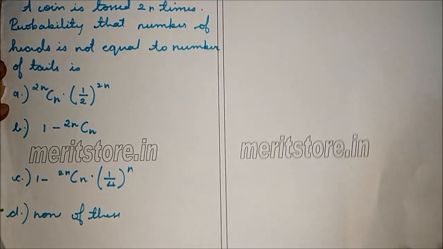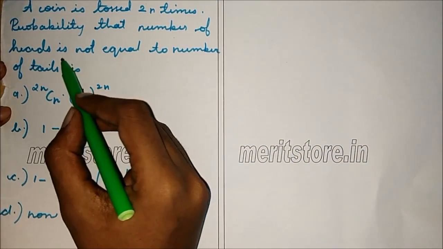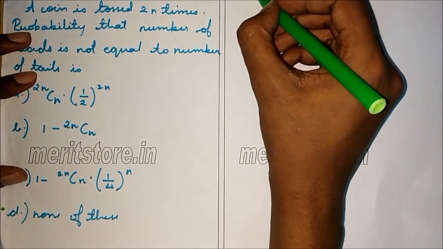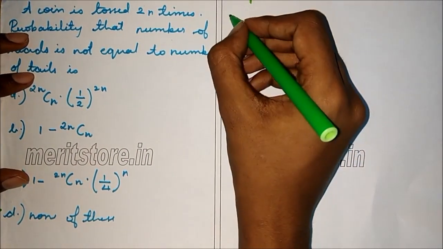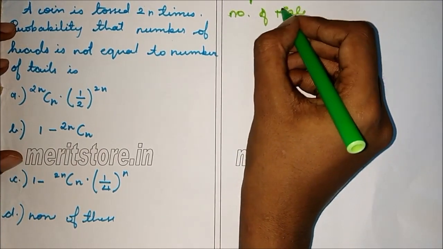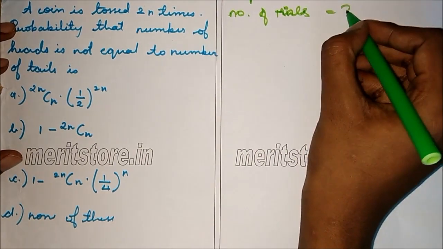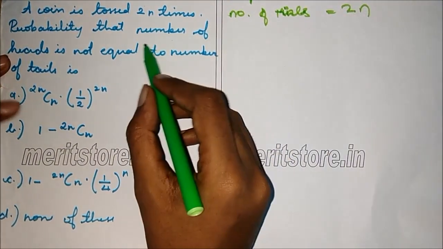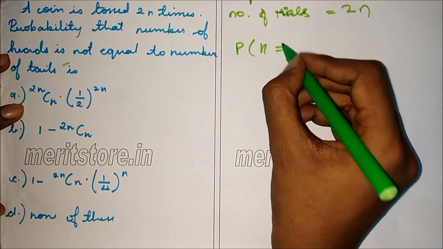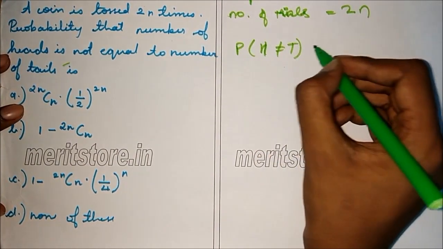A coin is tossed 2n times. The probability that the number of heads is not equal to the number of tails is? So let this be the number of trials. So the number of trials is 2n. So the probability that the number of heads is not equal to tails.